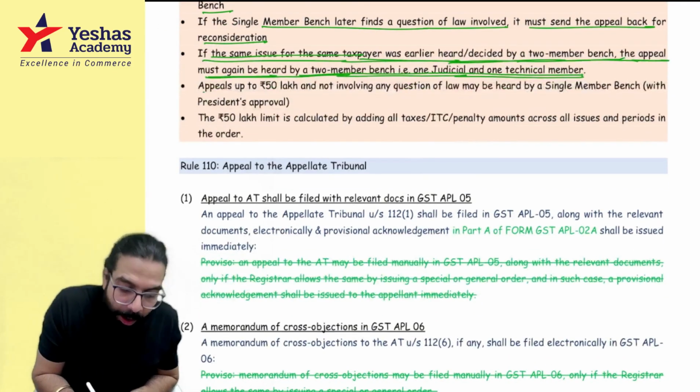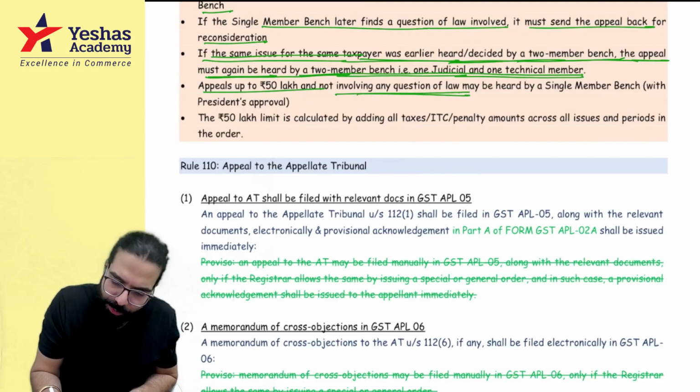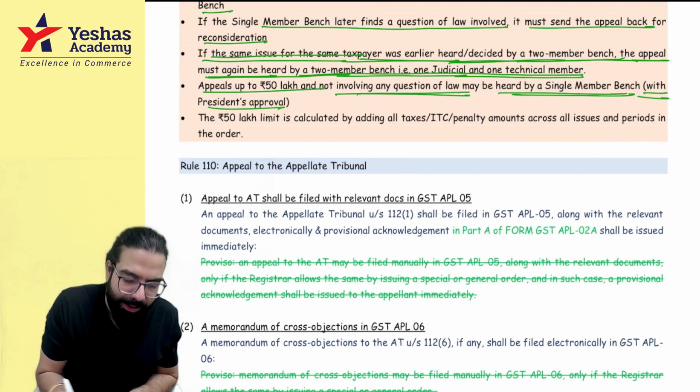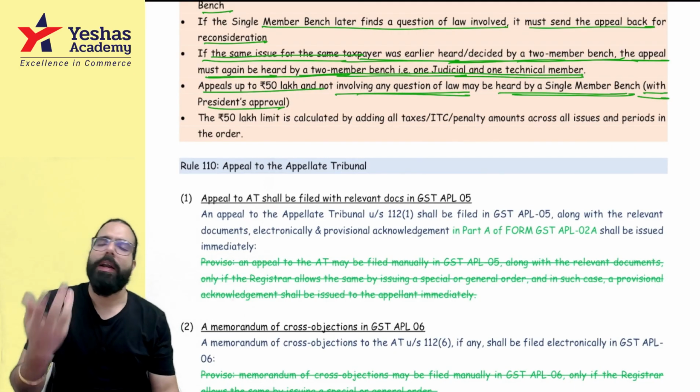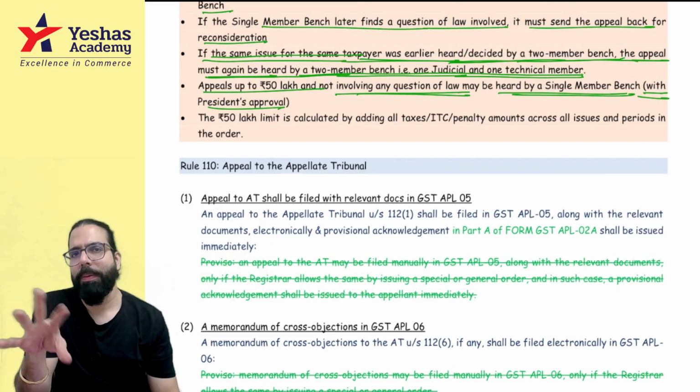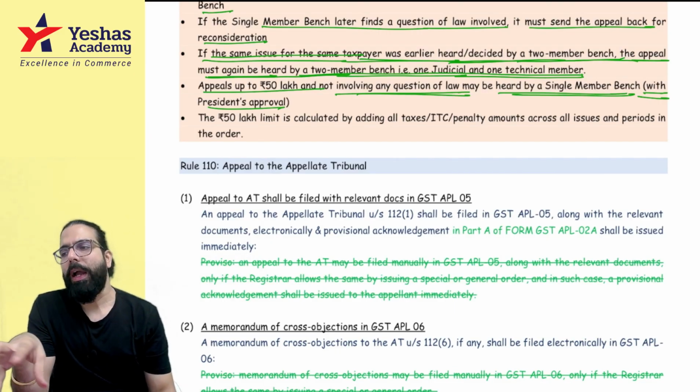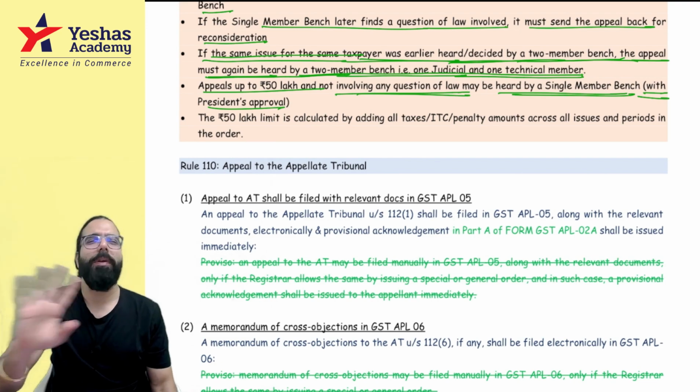Then an appeal up to 50 lakh and not involving a question of law can be heard by a single bench with the president's approval. Sir, the president can go ahead and say that there is no question of law, there is no fight on a question of law, and the amount involved is 50 lakh. One person only can hear the case.